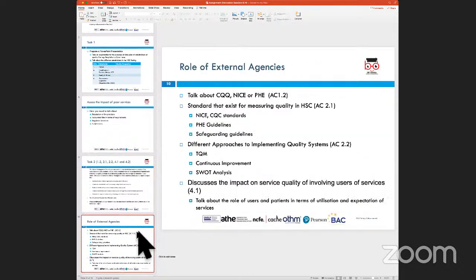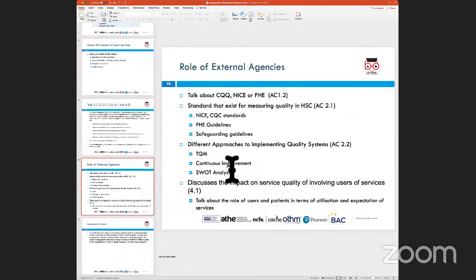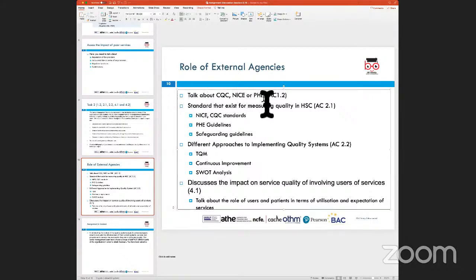Now, the couple of slides that I put together here are in terms of giving you some guidance on what you need to talk about. So the first point talks about analyzing the role of external agencies in setting standards for the sector. So here you need to talk about CQC, you need to talk about the National Institute for Care and Excellence, and or Public Health England. And if you talk about these bodies in brief and what standards they set for the purposes of quality of care and how it is delivered, they would be useful and will cover task 1.2.